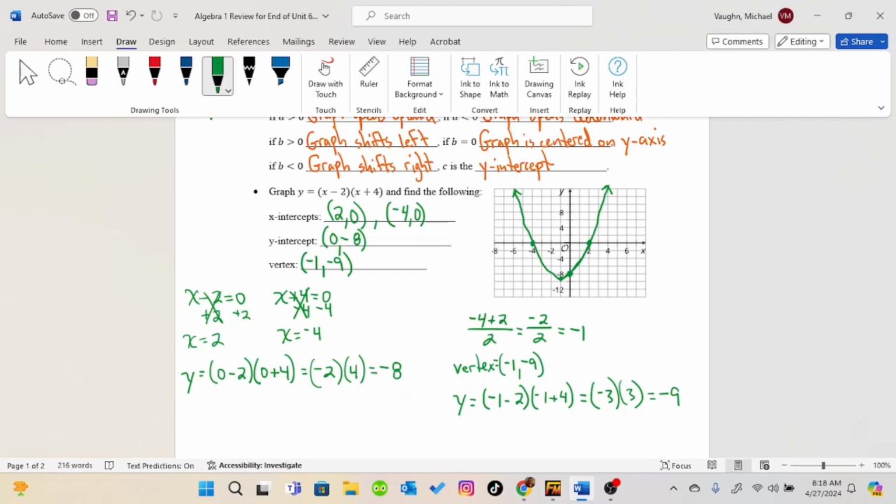If you have any questions about how I just solved this, please ask for clarification now so that you are prepared for the test tomorrow.